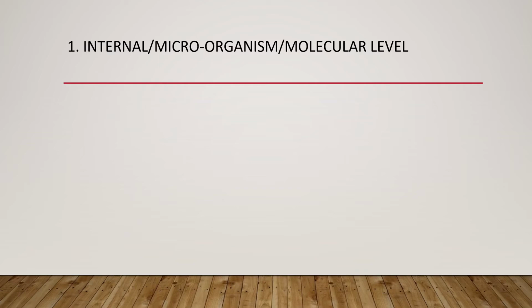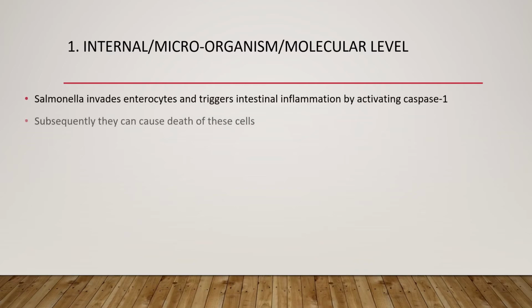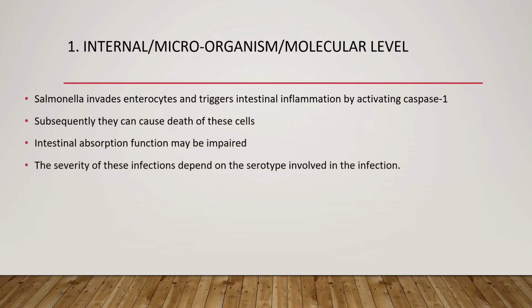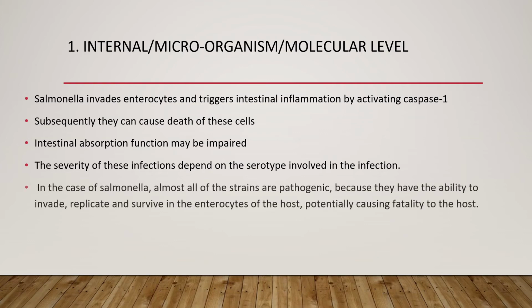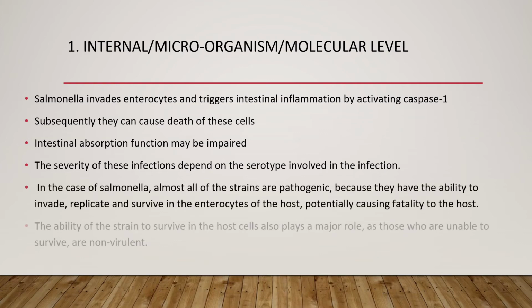At the molecular or microorganism level, the severity of these infections depends on the serotype involved in the infection. In the case of Salmonella, almost all of the strains are pathogenic because they have the ability to invade, replicate, and survive in the enterocytes of the host, potentially causing fatality. The ability of the strain to survive in the host cells also plays a major role, as those who are unable to survive are non-virulent.